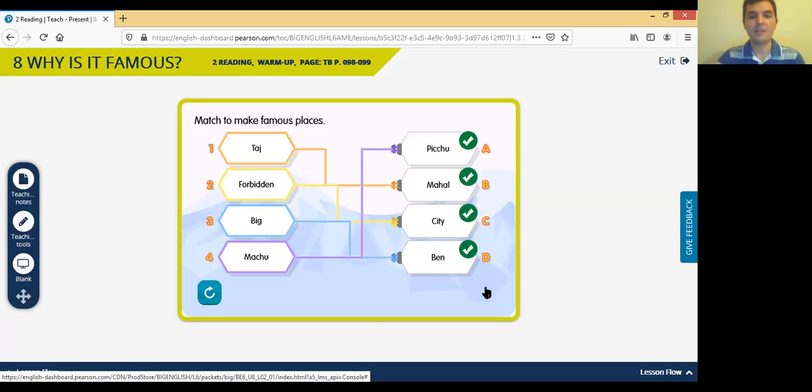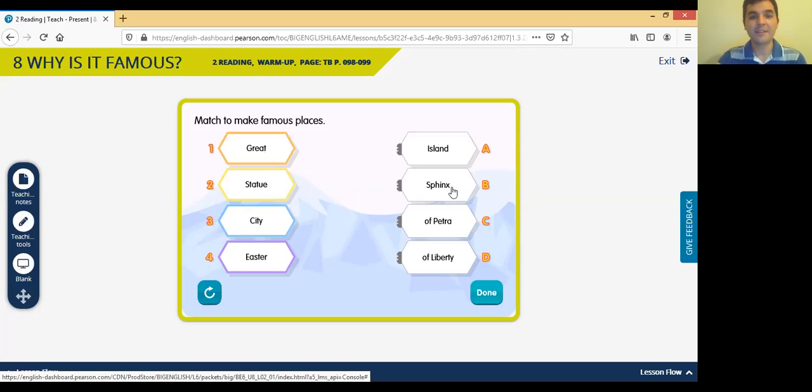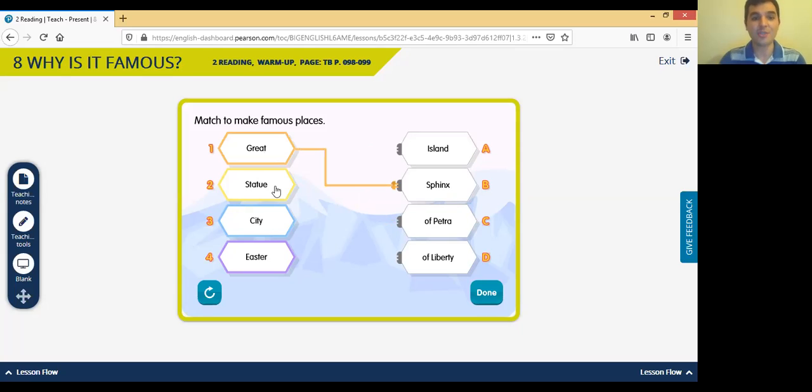All right, all of those are correct. Next set of words, we have the great. The great what? The great monument to the dead that we have in Egypt, the Great Sphinx of Giza. Then we have statue. The statue that we have in New York, in the United States, is the Statue of Liberty. Then we have the city of Petra. We didn't really hear any information about that place, but we still got to keep that in mind.